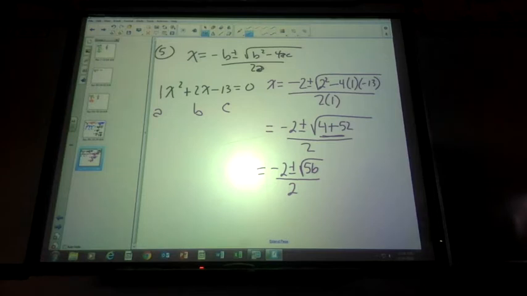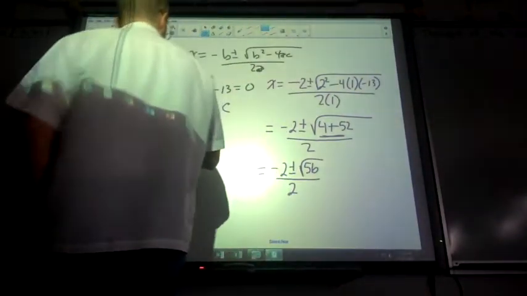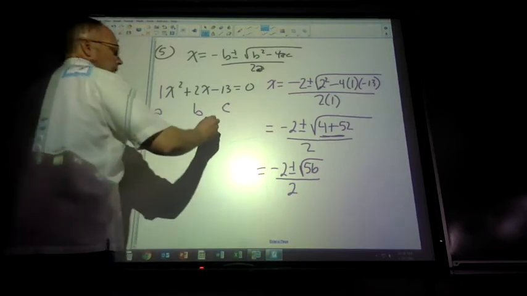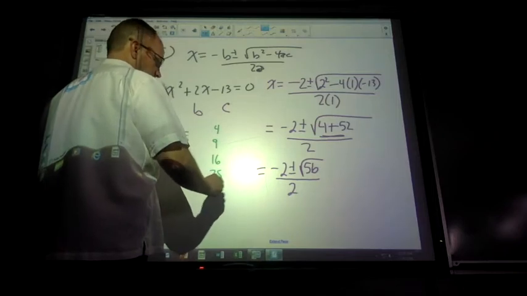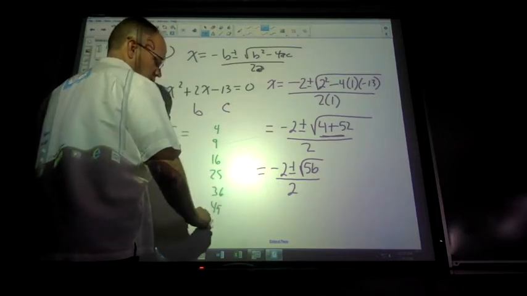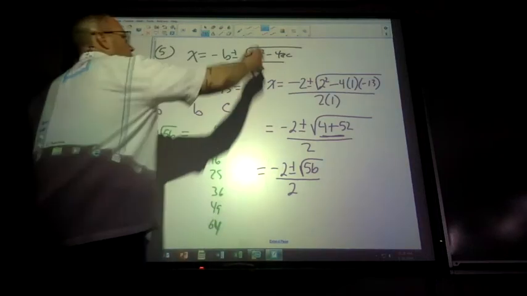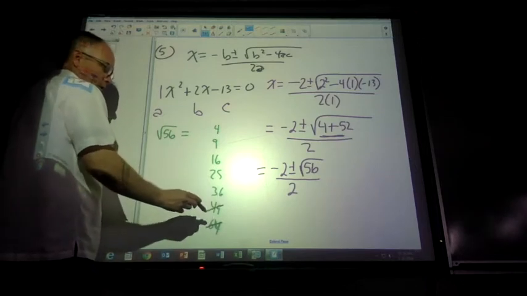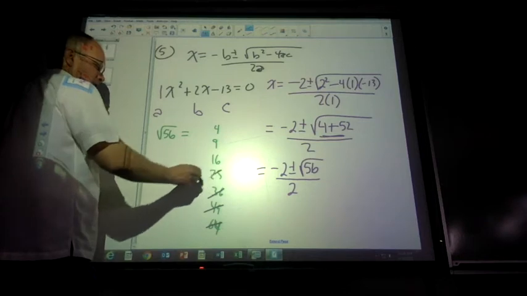So now we need to see if we can break down root 56. Remember when we broke down radicals before, earlier today? So let's see if we can break down root 56. Let's see. I have 4, I have 9, I have 16, I have 25, 36, 49, 64. Let's start crossing off ones we don't need. I don't need that one. 49 is not going to work. 30, nope. 25 times 2 is 50. Nope, that's not going to work.